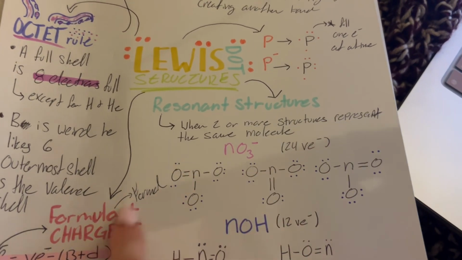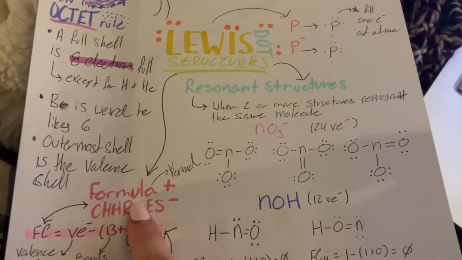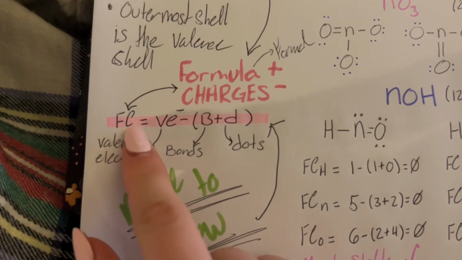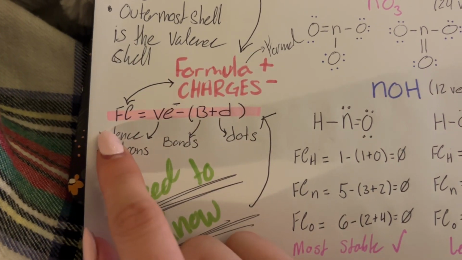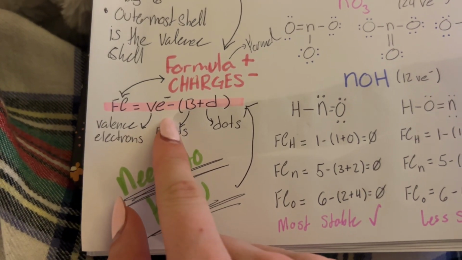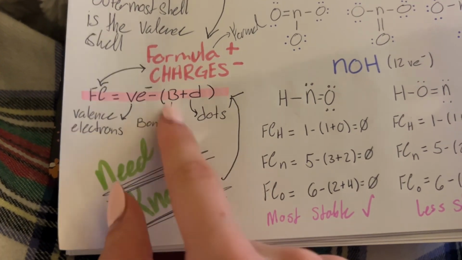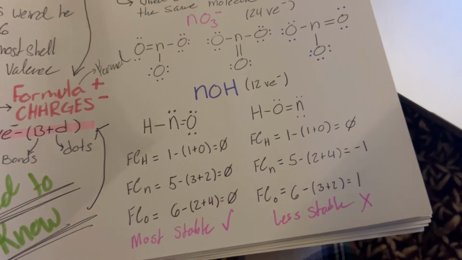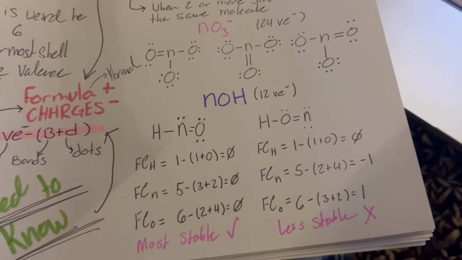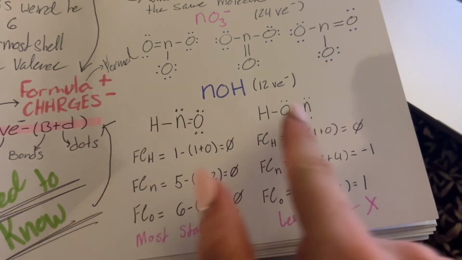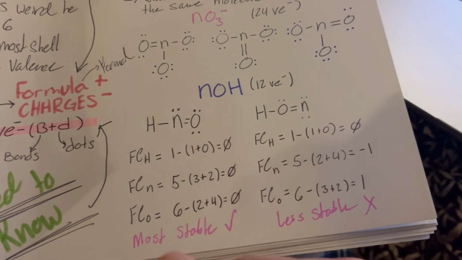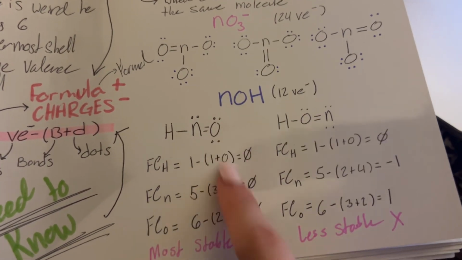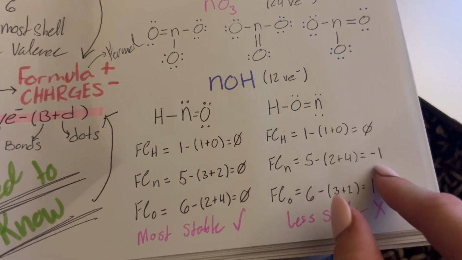Now this is going to go into formal charges. I thought it was formula charges, but it's formal charges. You need to know this because it's not going to be given to you on the test. Formal charge equals valence electrons minus (bonds and dots). Here's NOH, and this is when the test is going to ask you which resonance structure is more stable than the other. This is how you determine it using formal charge. Here are our two resonance structures, where N is the central atom in one, and oxygen is the central atom in another. You want everything to equal 0. That's going to be the most stable one. Obviously, this one does not.